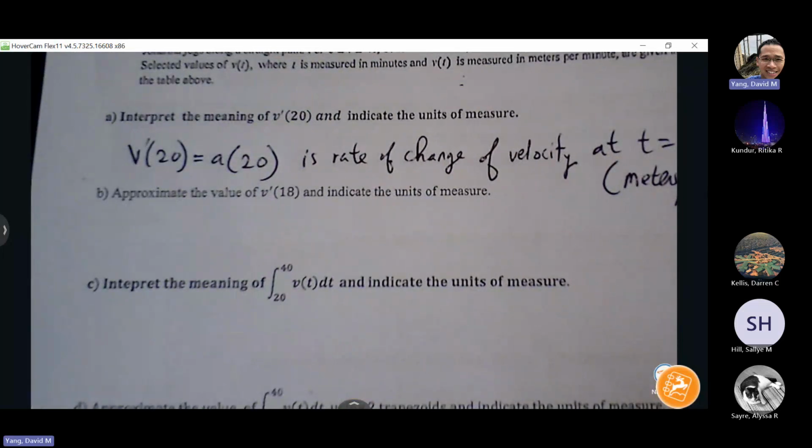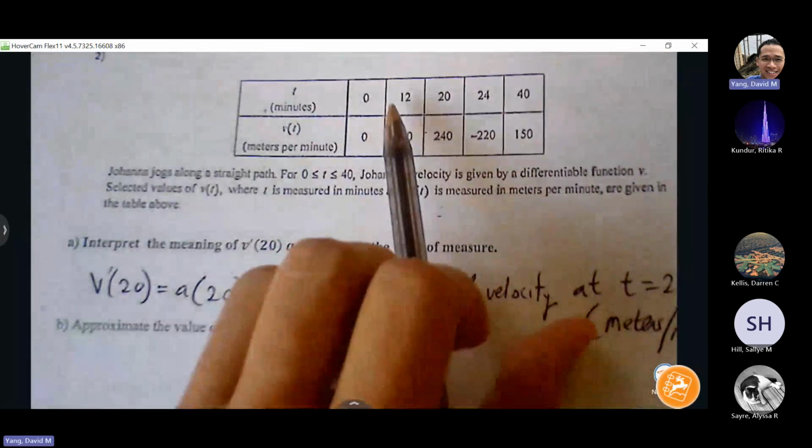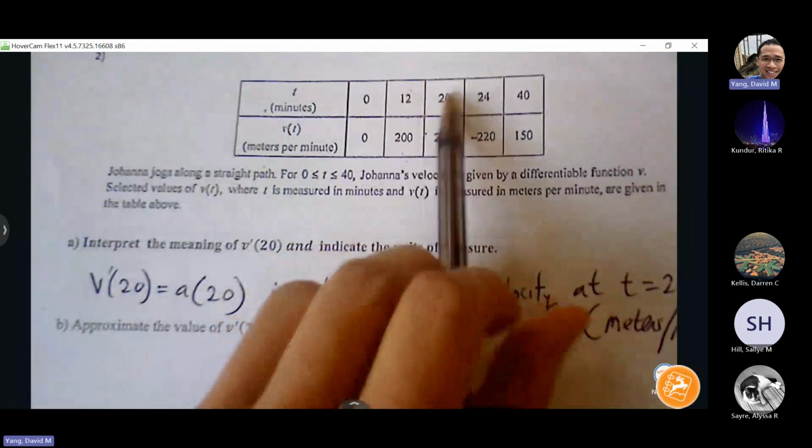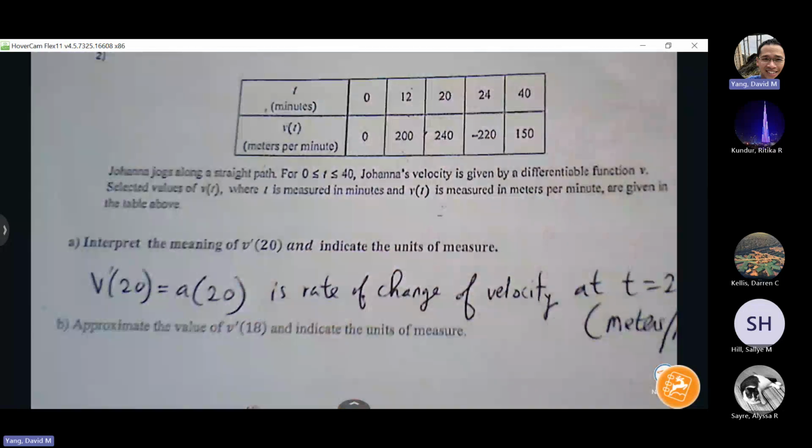Okay, approximate v prime of 18. So we want to approximate her acceleration at 18. The best we can do is pick these 2 points and find the what between these 2 points? Slope.